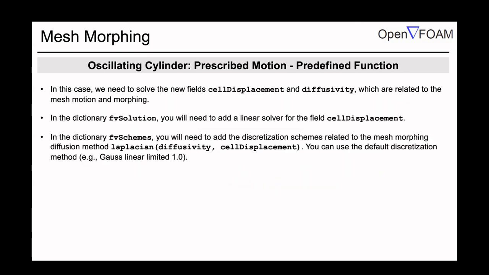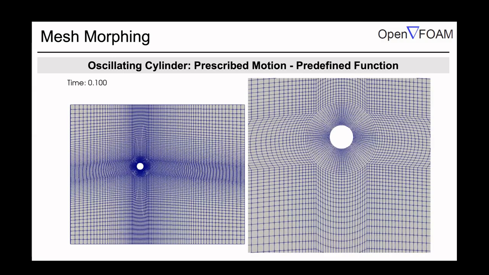So this I've already explained. I will share this slide so that you can see it later. But this is basically the predefined function and how you move the mesh with different diffusivity coefficients.